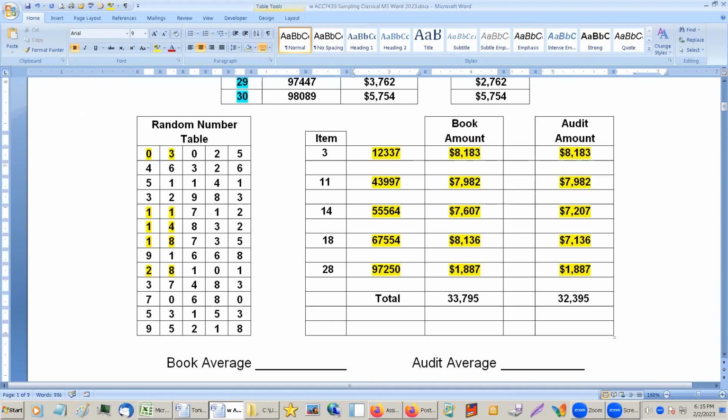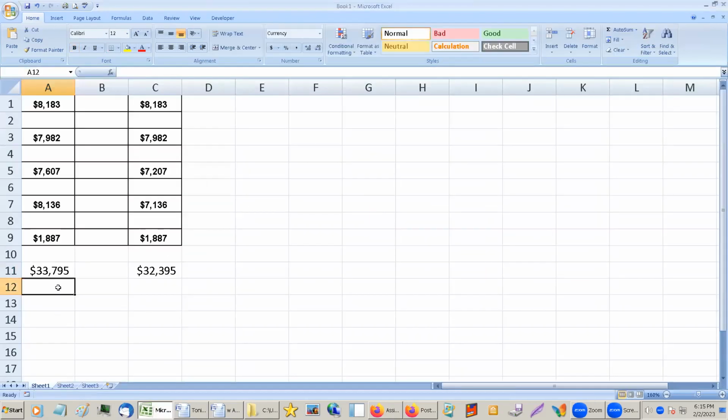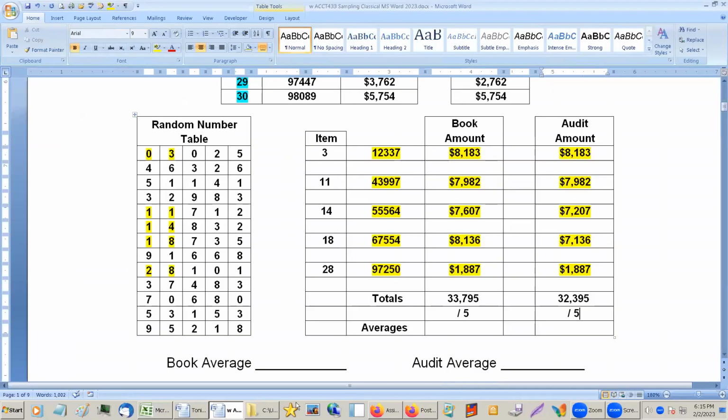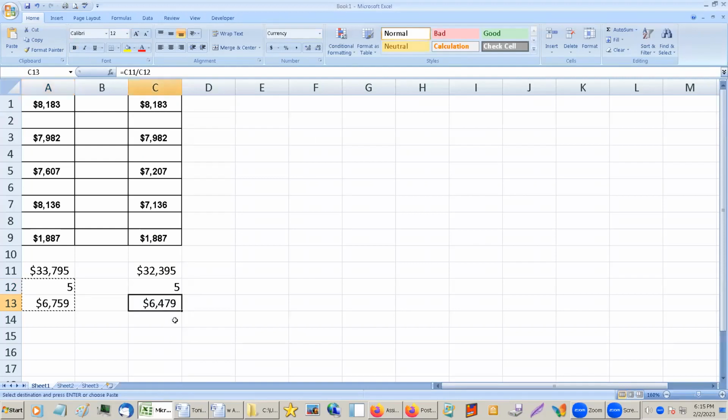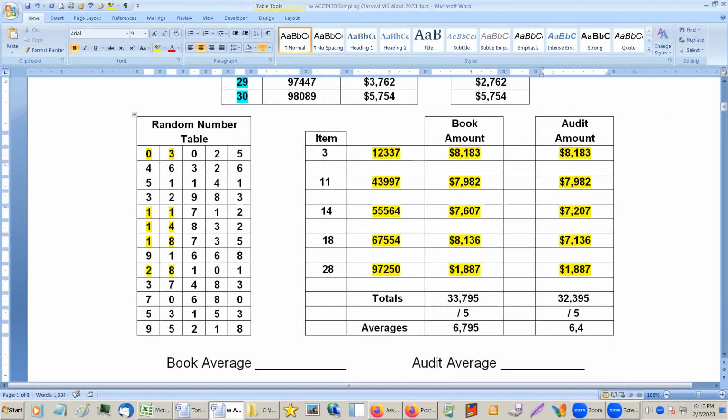Okay, so here are the totals. And we want to find the averages. So what do we do? Divide by 5. Yep, divide by 5. Six, seven, five, nine. Right, 6,479. Okay, so these are the averages for each of them.